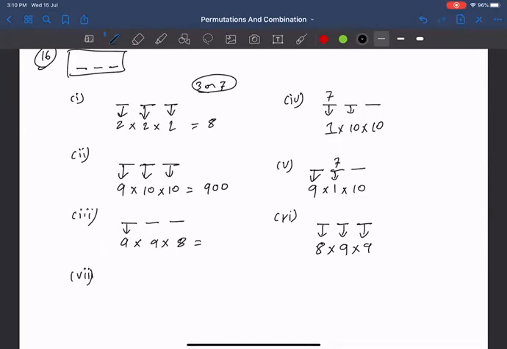The digit in units place is 7. So why would that last one be 9? Okay, 0 can also come.